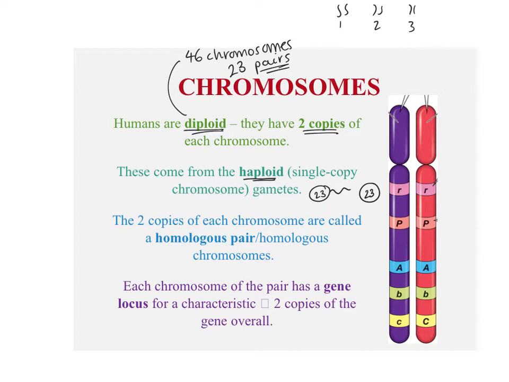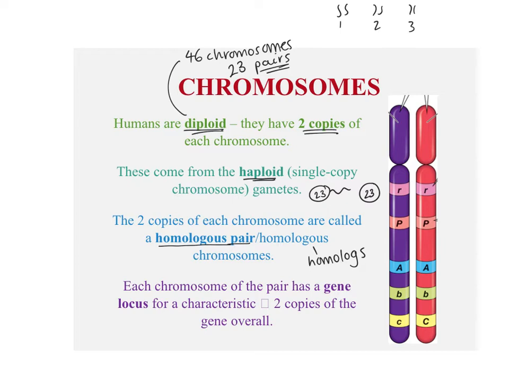Now, for A level, we've got a little bit more language, and this is a horrible word to say and to spell. The 2 copies of the same chromosome are called a homologous pair, or they're called homologous chromosomes. Sometimes you might see them as homologs. Homo meaning same, like homosexual or homo something else. Not homo sapiens though, that's a completely different thing.